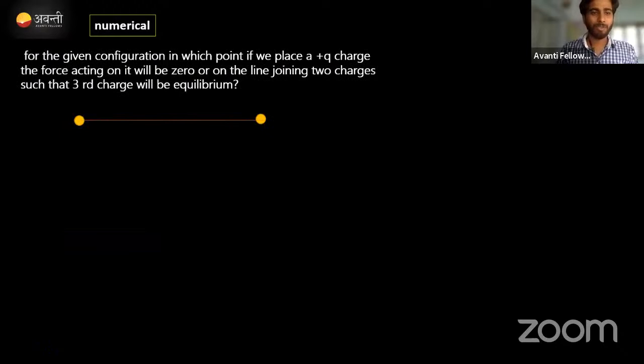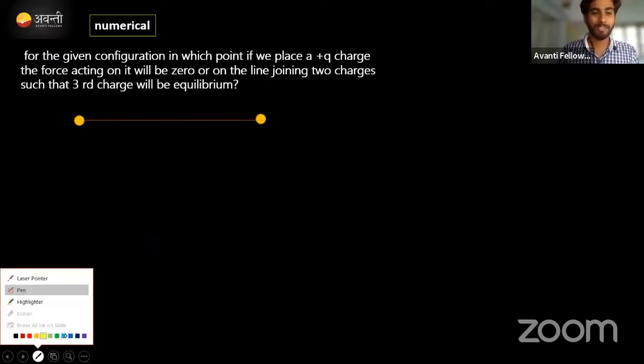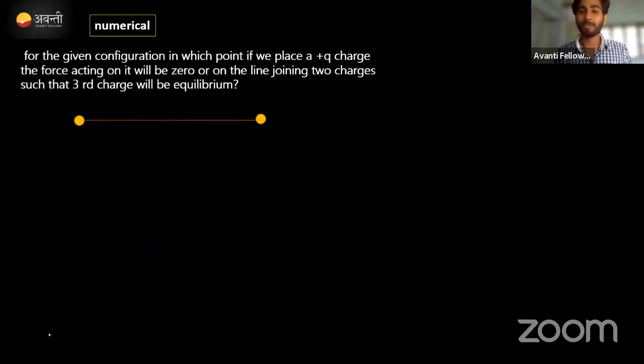And then we'll move to the next interesting concept. From this concept only, whatever I'm going to explain today, electric field lines and the new concept I'm going to introduce, depends on this concept. Okay, the question says that for the given configuration, at which point if we place a plus Q charge, the force acting on it will become 0.